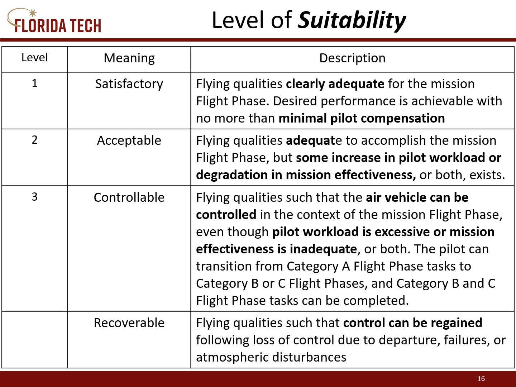And the third level is controllable. Flying quality such that the air vehicle can be controlled in the context of the mission flight phase, even though pilot workload is excessive or mission effectiveness is inadequate, or both. The pilot can transition from Category A flight phase tasks to Category B or C flight phases, and Category B and C flight phase tasks can be completed. There's another definition without a level associated with it, and that is just recoverable. Flying quality is such that control can be regained following loss of control due to departure, failures, or atmospheric disturbances.